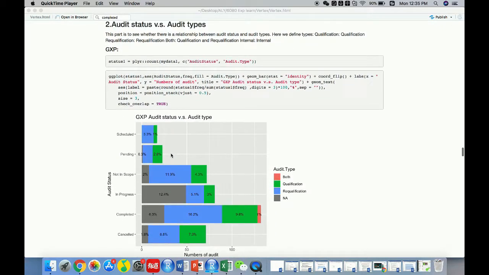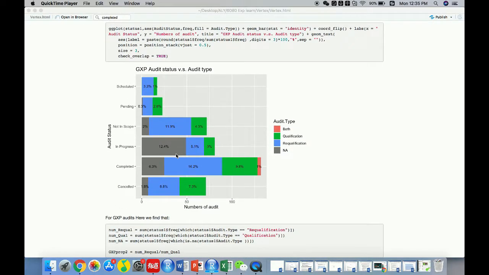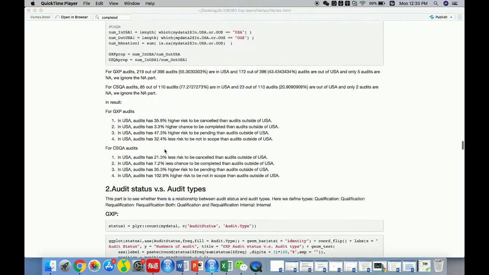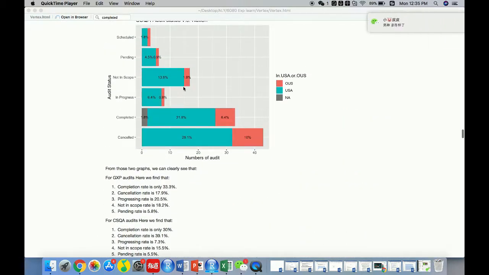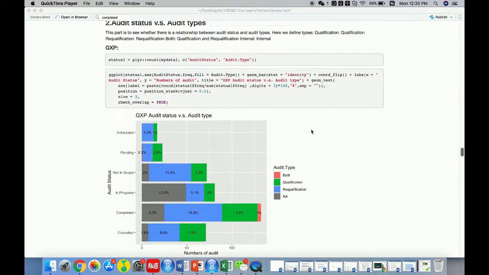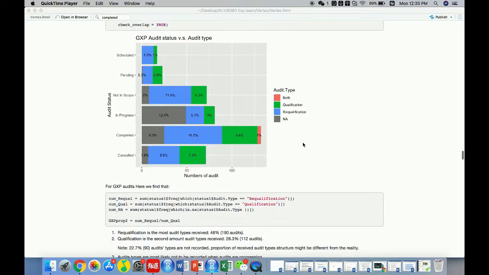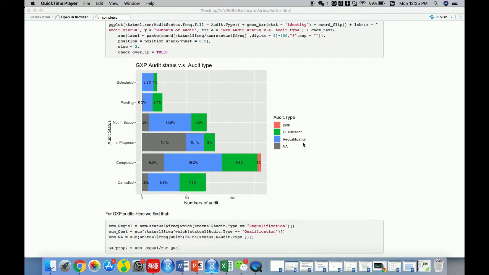Here we have the types: qualification, requalification, and both. And we see this graph. As we can see, for the audit types, there are more NA values than the nation values. So for this part, the result cannot be as accurate as the relationship between audit status versus nations.